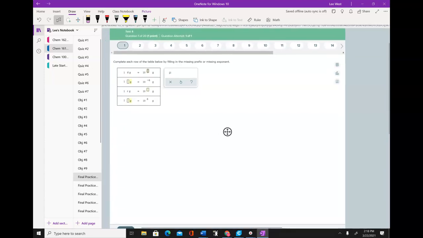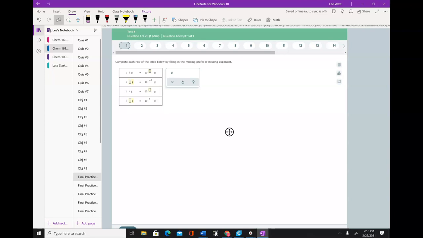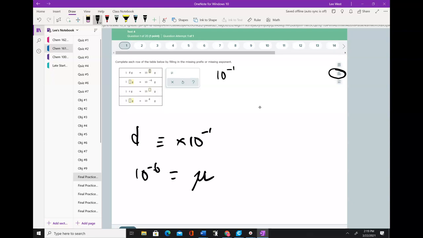It says complete each row of the table by filling in the missing prefix or missing exponent. So in the SI system of units, there are a whole series of prefixes and exponents, and the cool thing is that these are all listed out for you, so you just really have to look them up. So deci is equivalent to saying times 10 to the minus 1. So in this case, what's missing is the missing exponent. It needs to be 10 to the minus 1. 10 to the minus 6, that's equivalent to micro. So you just need to insert the micro symbol there. So that's just going to be 1 microgram for the second row.